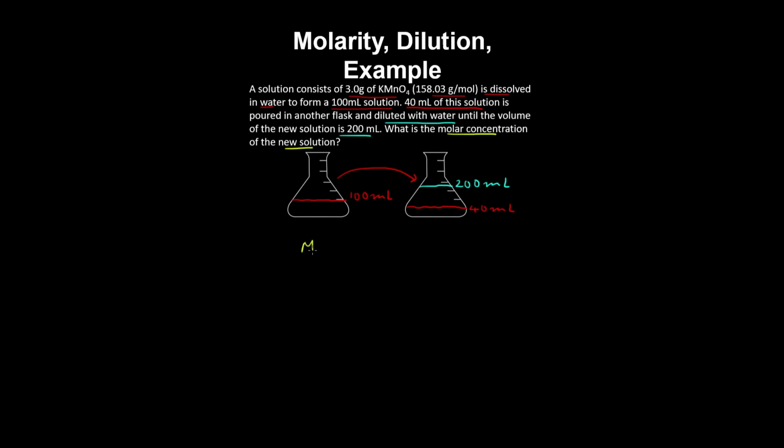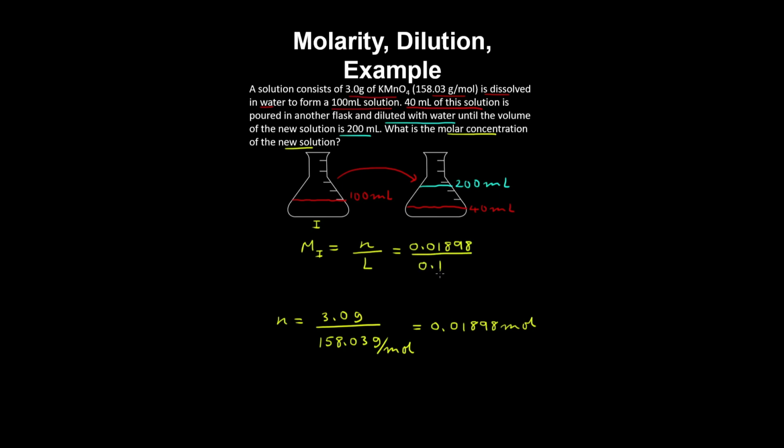Well, the molarity of the first solution is the number of moles of potassium permanganate on the liters of solution. And we can obtain a number of moles by dividing the mass on the molar mass. And dividing by the number of liters of the first solution, we can obtain the molarity of the first solution, which is in moles per liter, or molar.